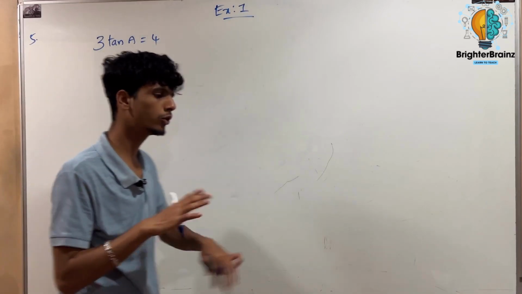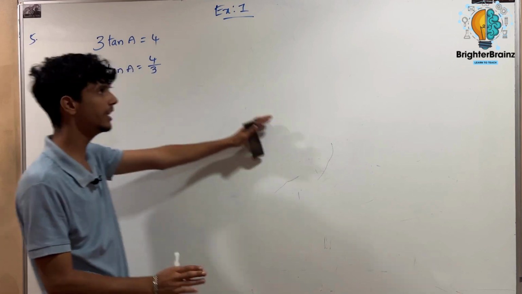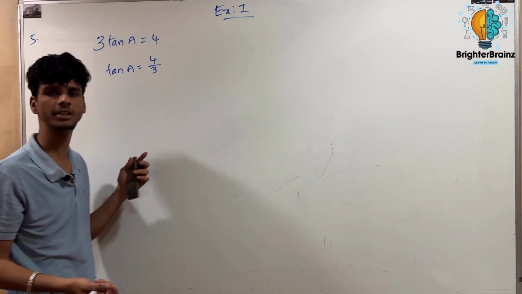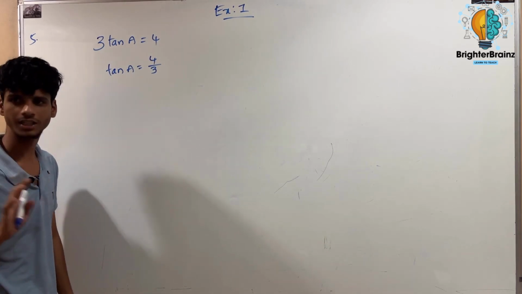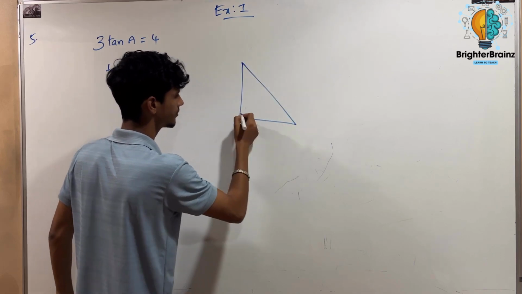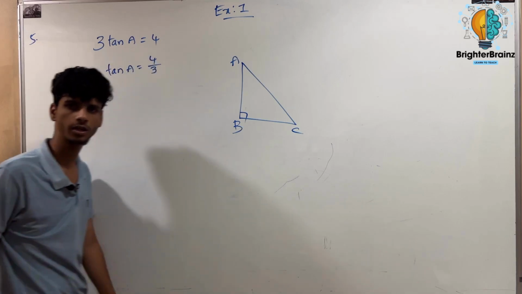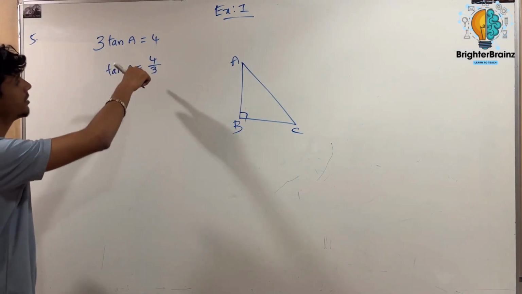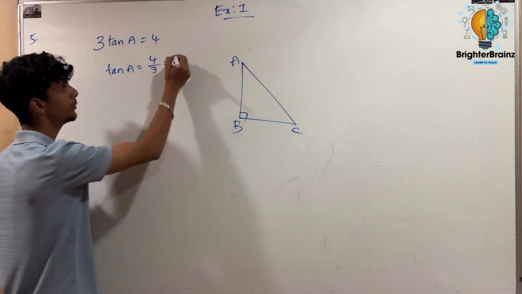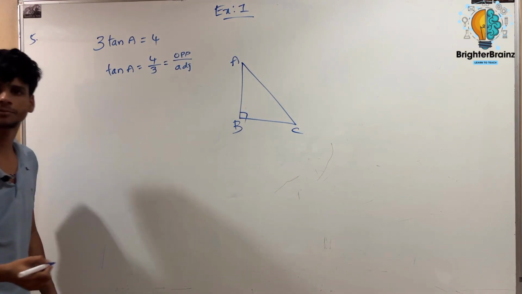Similar to the fourth question, where we did cos A equal to 12 by 13, if a trigonometric ratio is given and we are asked to find other trigonometric ratios, first we need to construct a right angle triangle. Let us name it A, B and C. So in terms of sides, what is the value of tan A? Opposite side by adjacent side.